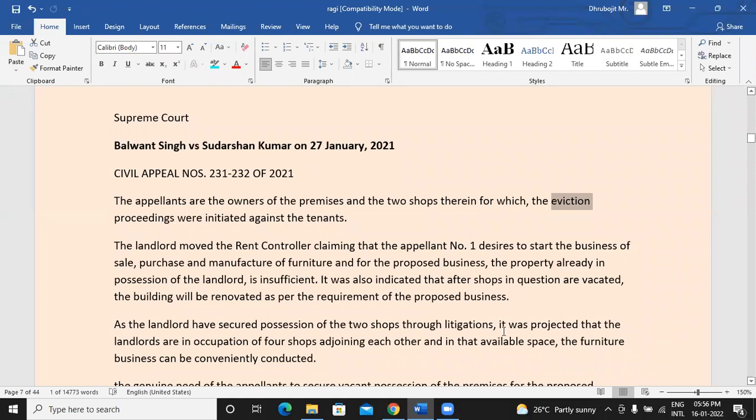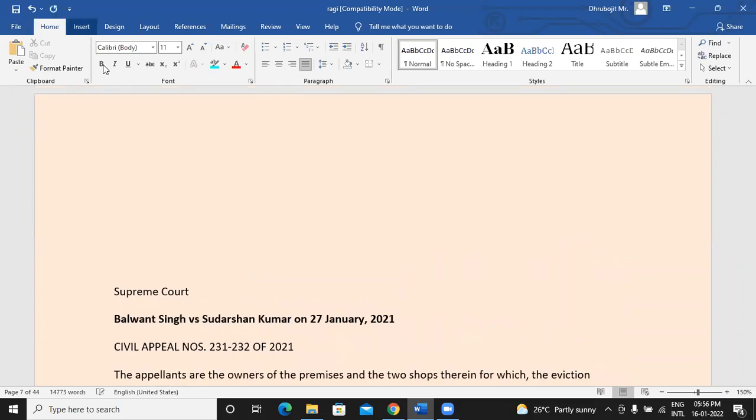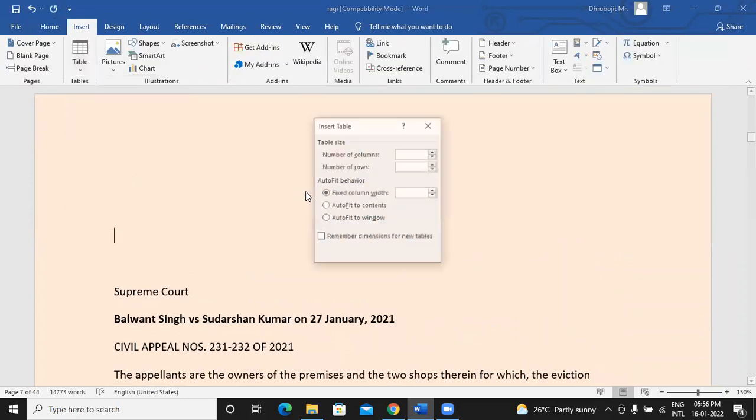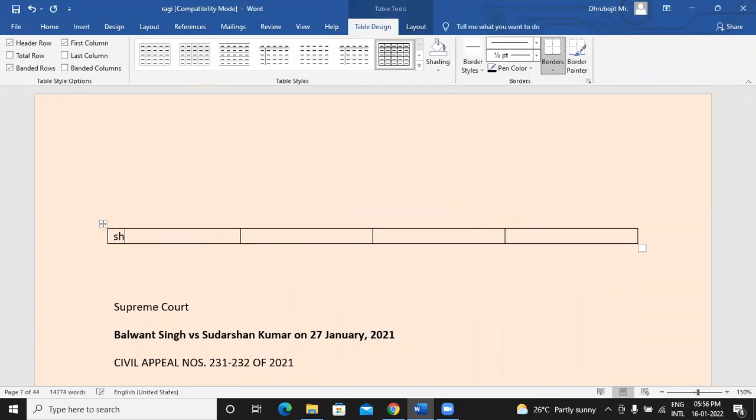All right. So what happened in this case is that the appellant Balwant Singh is the owner of premises and 2 shops therein, for which eviction proceedings were initiated against the tenant. Basically, I'll just tell you. There was this Balwant Singh who, in a certain area, had 4 shops: shop 1, shop 2, and shop 3 and 4.